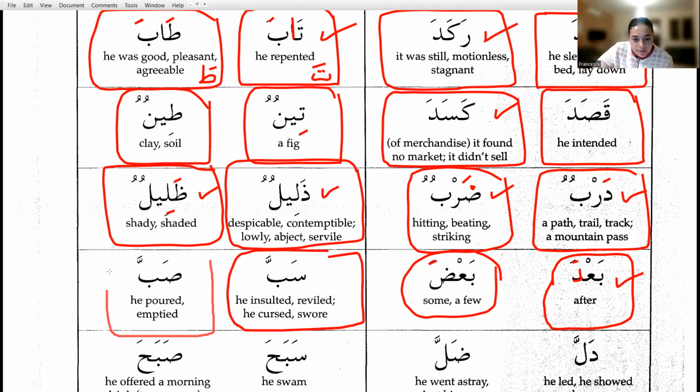Take one more. This one and that one. سبة. Yes, excellent. Okay. Then we have صبة. Excellent. You have se, sebe, and sa, sabbe.